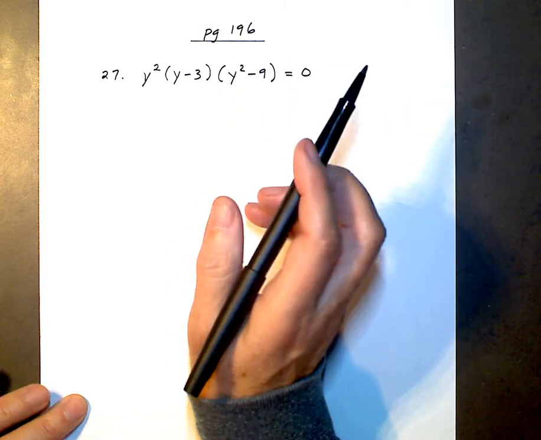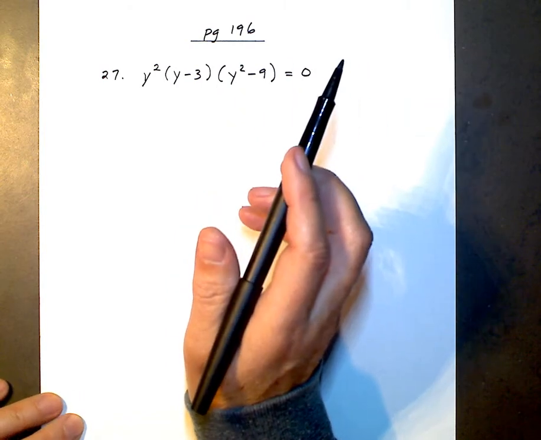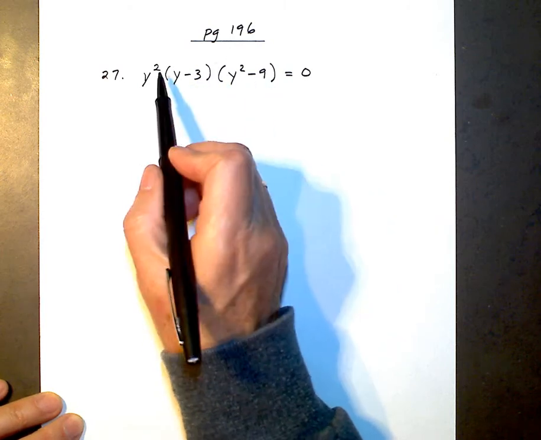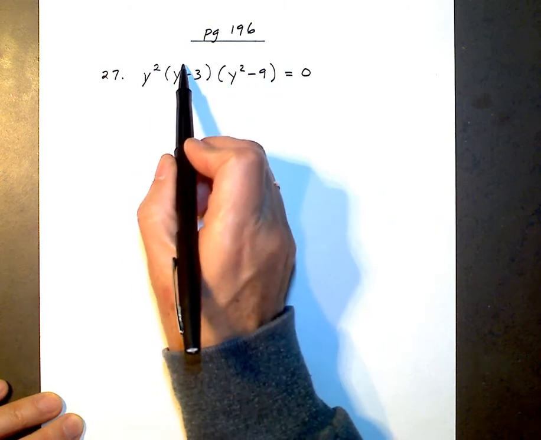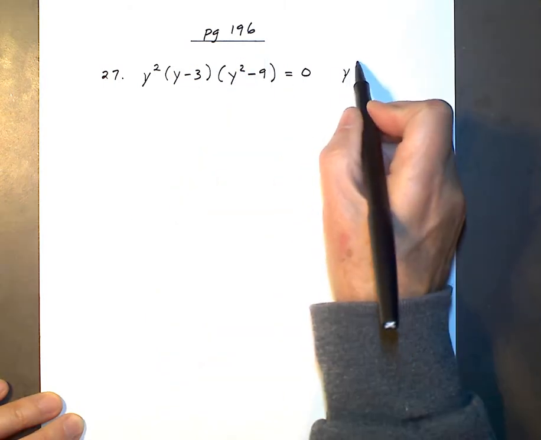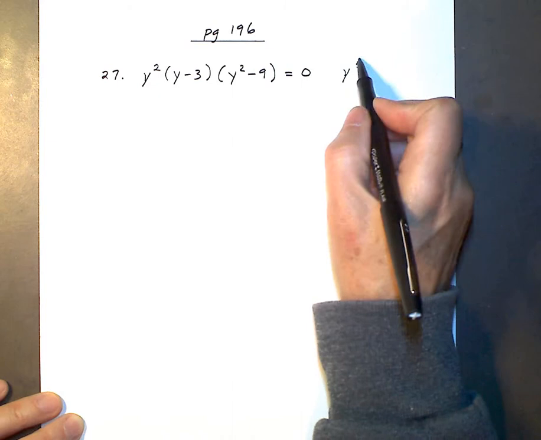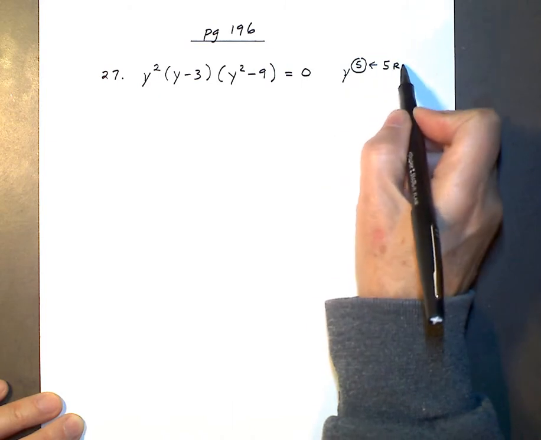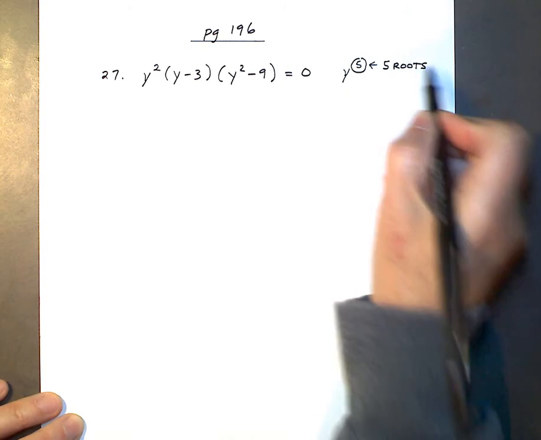If you want to tell what the highest power of y would be if you multiplied this all together, you'd have a y squared times a y to the first times a y squared. So you would have a y to the fifth as your highest power of y, telling you that there's going to be 5 roots, 5 solutions to this equation.